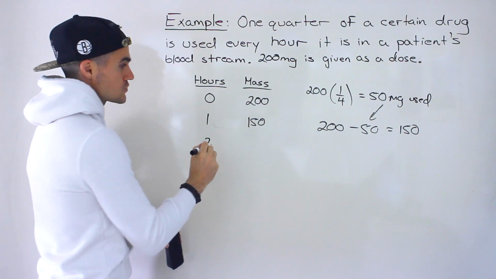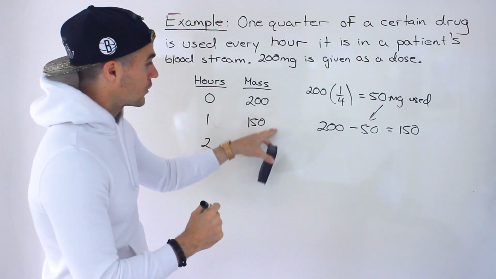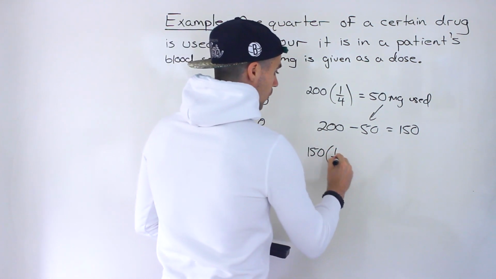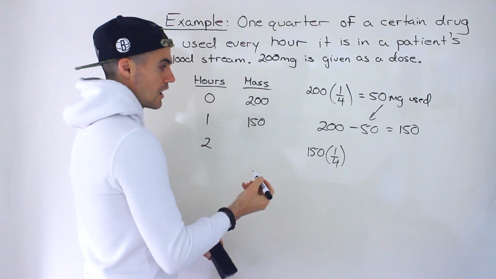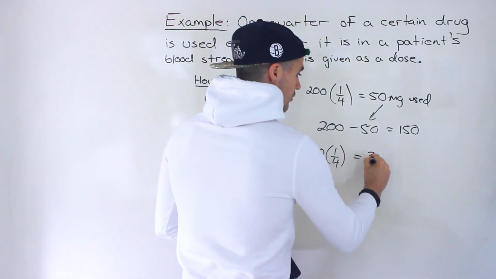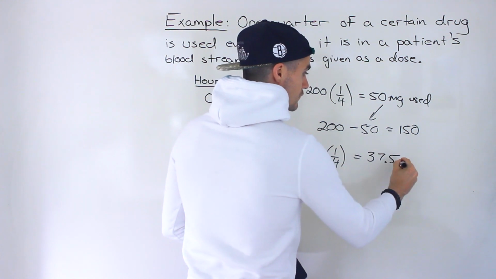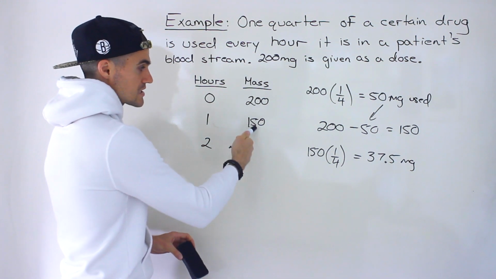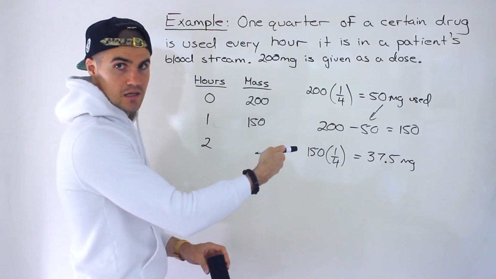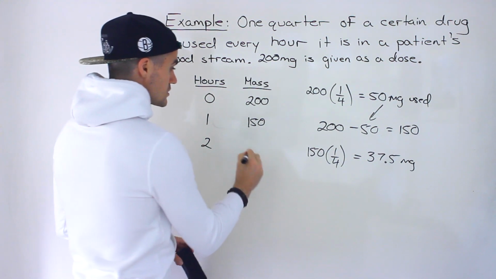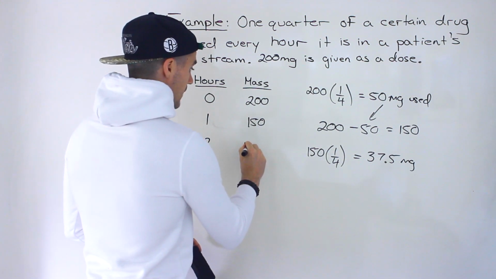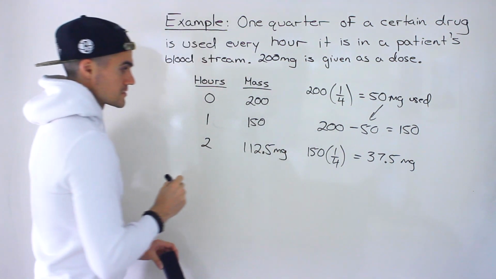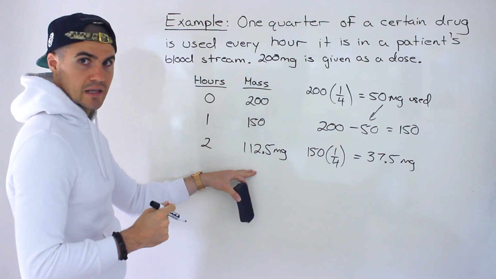What about after 2 hours? Well, then what's going to happen is 1/4 of the 150 is going to be used. So let's actually just do it here. So what's 1/4 of 150? Well, that's going to be 37.5 milligrams. So 37.5 milligrams is going to be used. So the amount remaining is going to be 150 minus the 37.5 milligrams that's used to give us, what would that be? 112.5 milligrams. And then you just keep repeating that pattern.